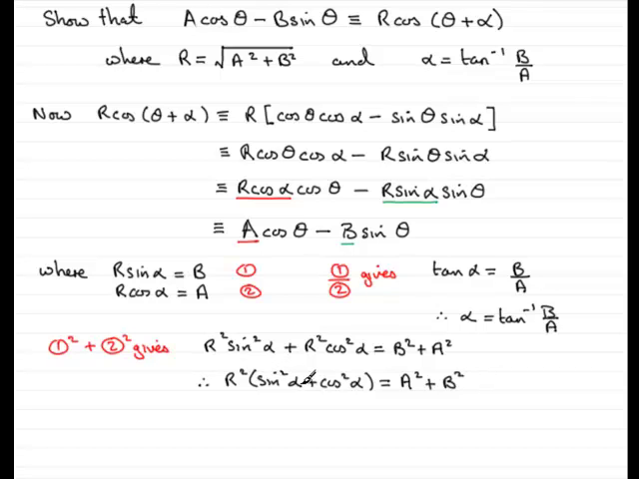Now we should know that sine squared of an angle plus cos squared of the same angle always comes to 1. It's a basic identity that you should know from earlier. So r squared times 1 is r squared, and therefore r squared equals a squared plus b squared. If I take the square root of both sides, r is equal to the square root of a squared plus b squared. And there you have the value of r. I also showed you that alpha was the inverse tan of b over a.